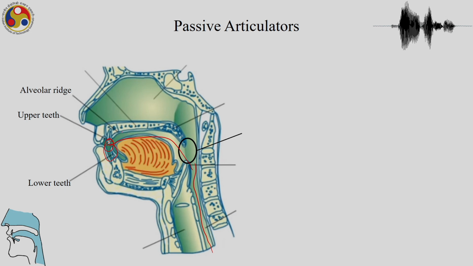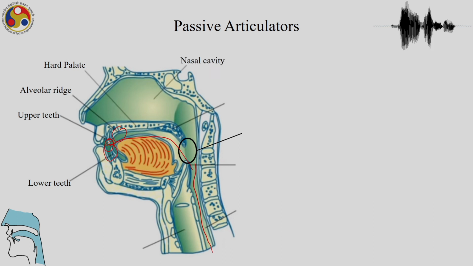behind the upper teeth, which is in the shape of a ridge, which plays a very important role in the production of very many sounds, is called the alveolar ridge. And then we have the hard palate, which you will feel with your tongue. If you take it backwards, you'll feel the hard palate.